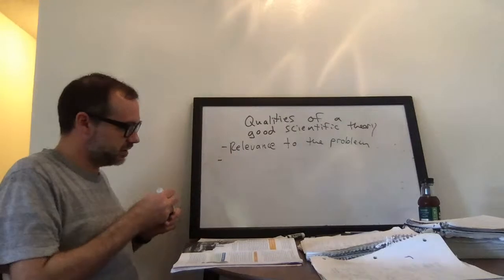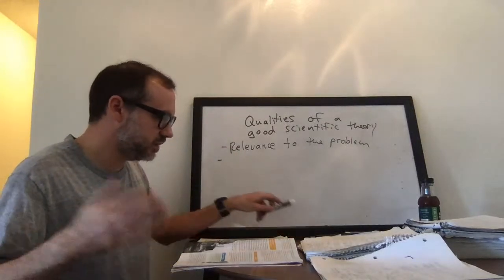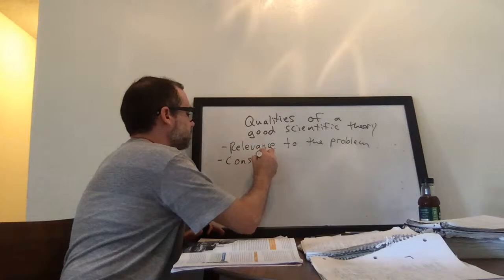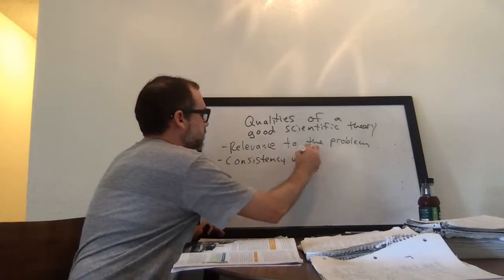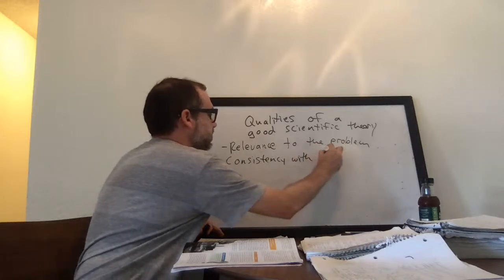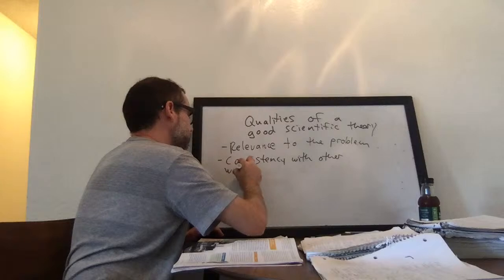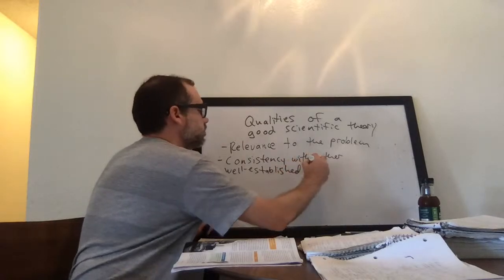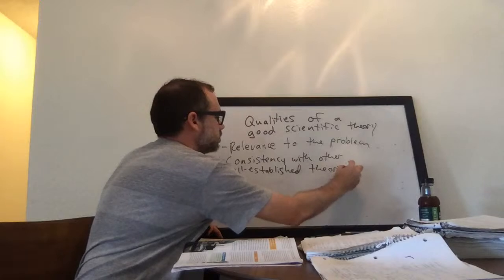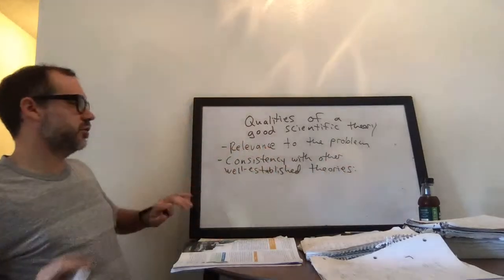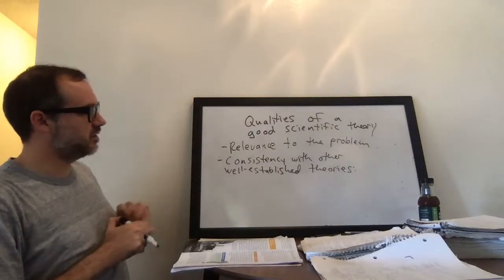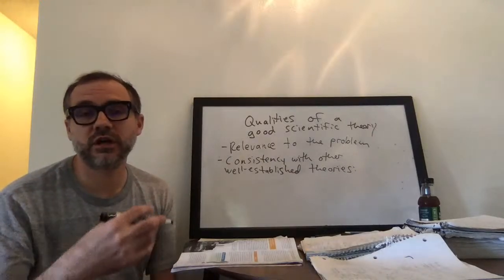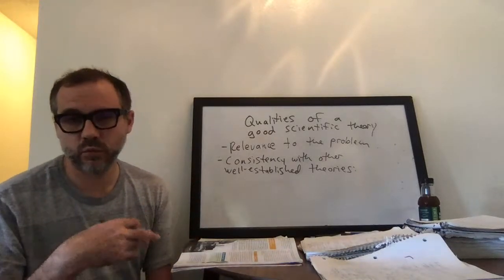Second quality of a good scientific hypothesis or theory is consistency with well-established theories. With other well-established theories. Okay, so let me explain that with a brief little description. What it means is a good scientific theory will fit in with and will not contradict others that have been well proven before.